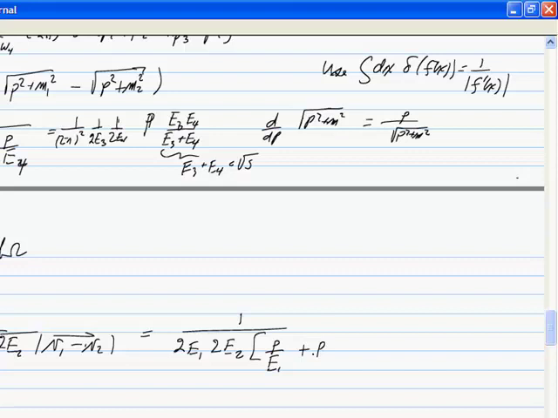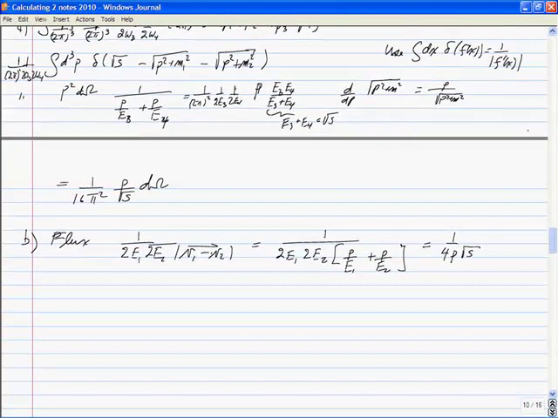The momenta are in opposite directions. The velocities are P over E. P is the same for both of them; the E's are different. And so this thing also rationalizes. It turns into 1 over 4P times (E1 plus E2), which is the square root of s.